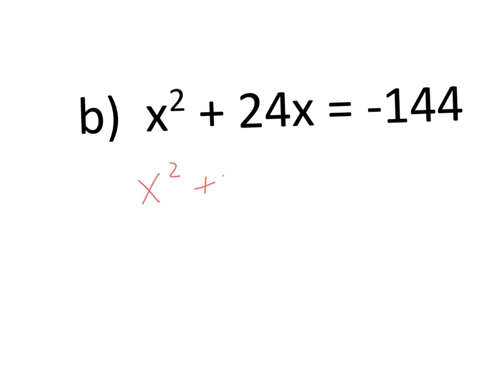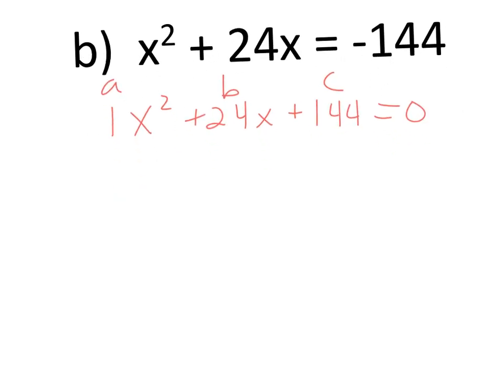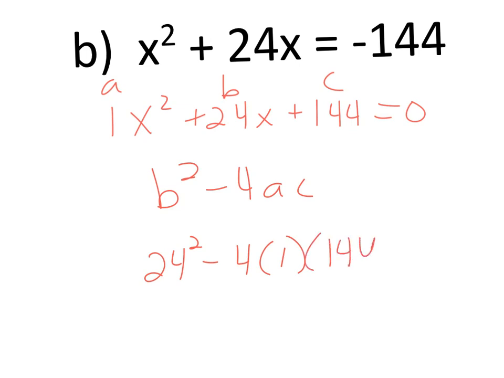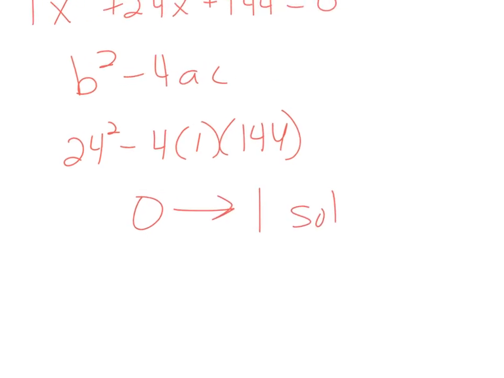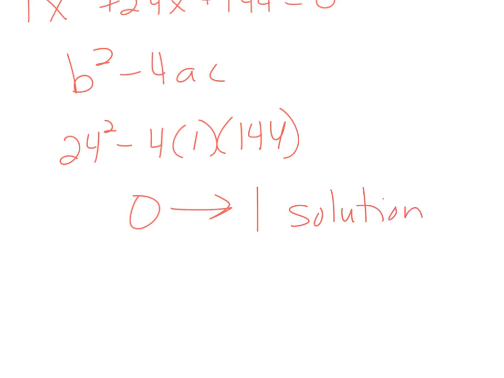So I've got x squared plus 24x plus 144 equals 0. So now A is 1, B is 24, and C is 144. So when we use b squared minus 4ac, that's 24 squared minus 4 times 1 times 144. Let's type that into your calculator real quick. And I ended up with a 0 there. So 0 is telling us that we have one solution. It will hit that x-axis one time.